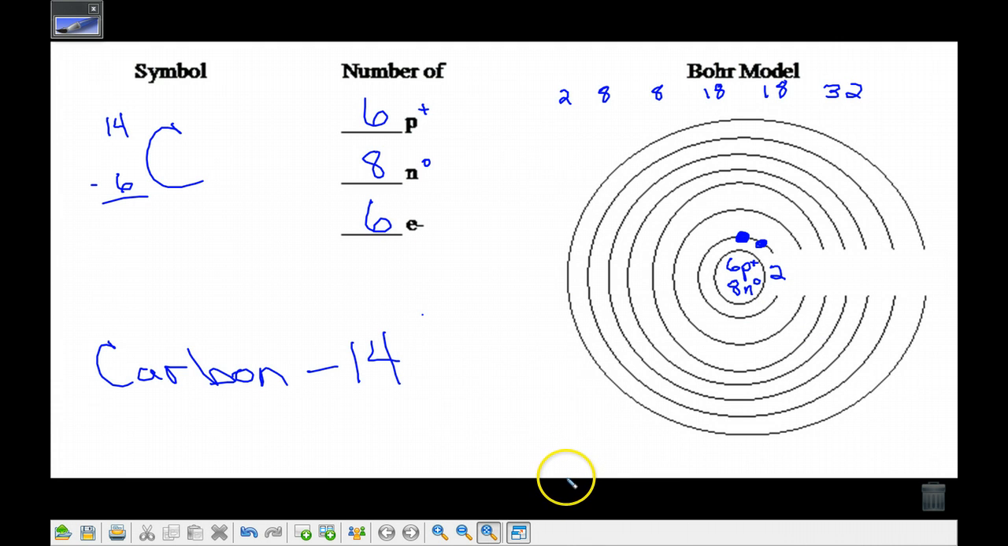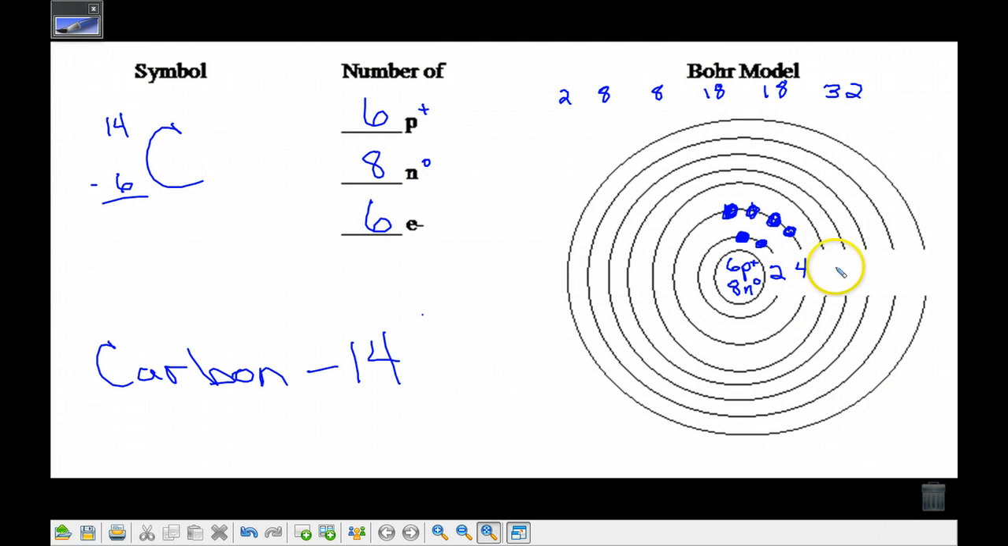Okay, so let's go to the next row. How many can I put in the next row? I could put 8, but how many am I going to put? I'm going to put 4, because what does that bring my grand total to? That brings my grand total to 6. So 6 protons, 8 neutrons, and 6 electrons, 2 in the first row, 4 in the second row, gets me to my grand total of 6.